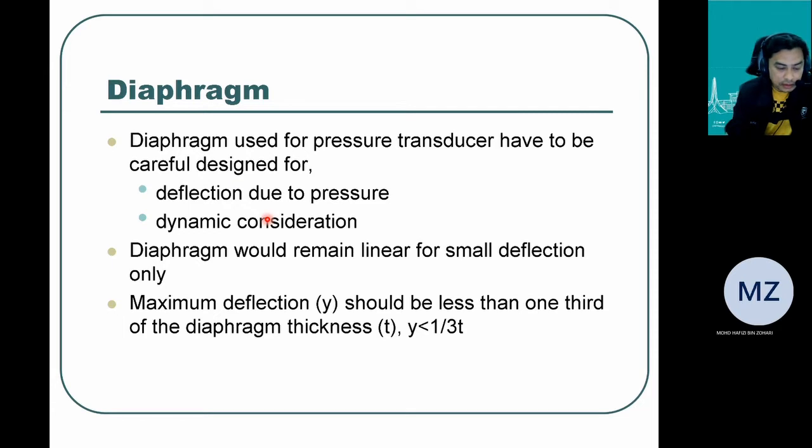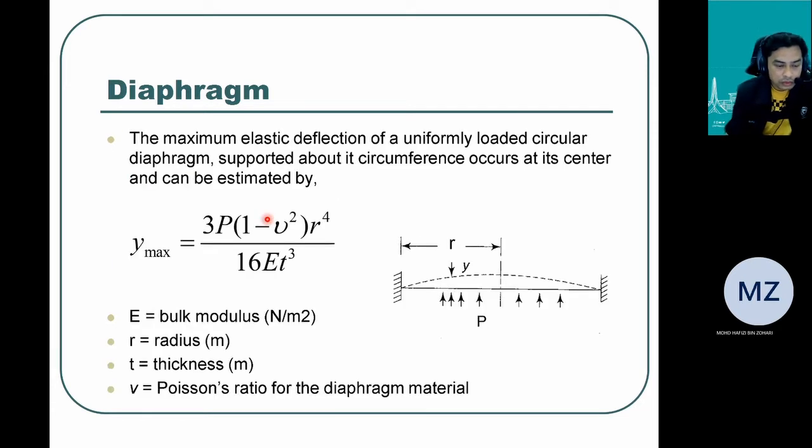So the thickness is T, the deflection is Y. If you look at the equation here, the relation between the thickness and all the properties of the membrane can be related to the maximum deflection of the membrane itself when we have pressure. So we can use this equation to design the structure, looking at how much pressure we want to use for this pressure transducer.